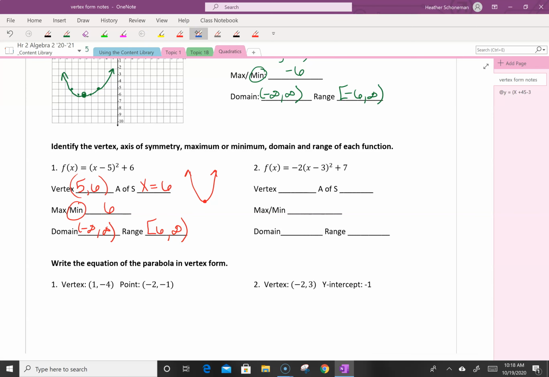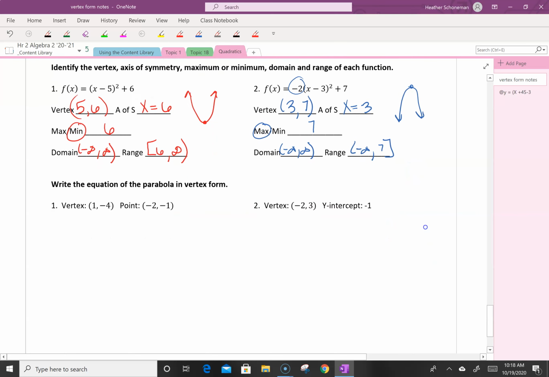On number 2, the vertex would be 3, 7, because the -2 does not change the vertex. The axis of symmetry is x equals 3. But this time, because it's negative, it's opening down, so it's going to be a maximum at the y-coordinate. The domains are all going to be the same, but the range is going to go to negative infinity, and it will stop at 7.